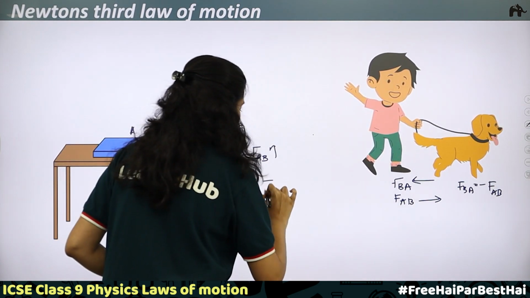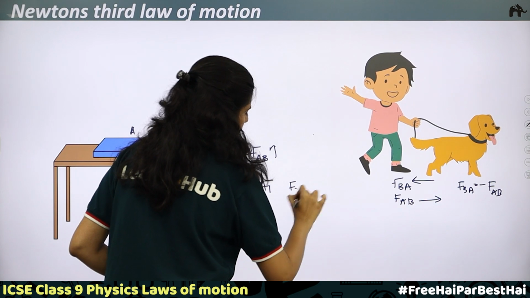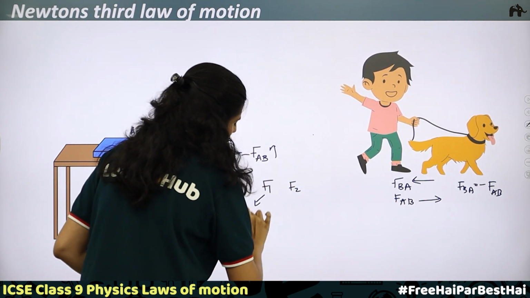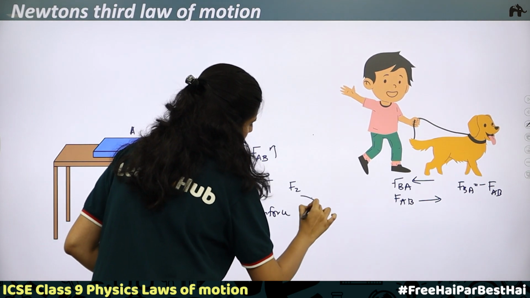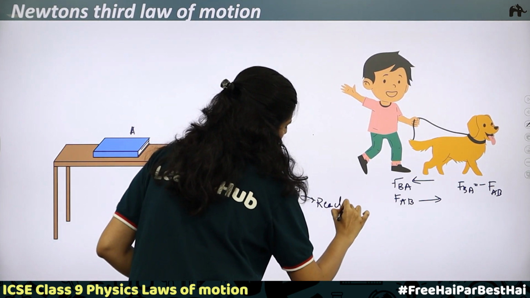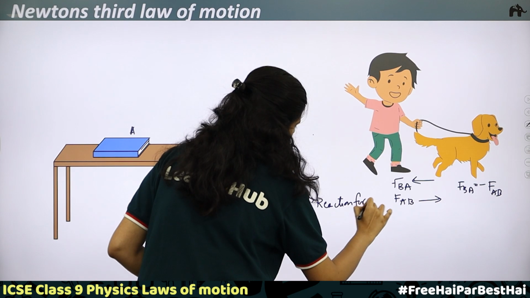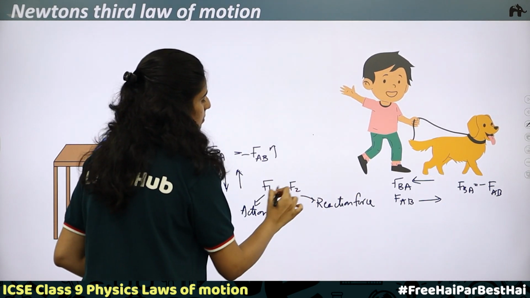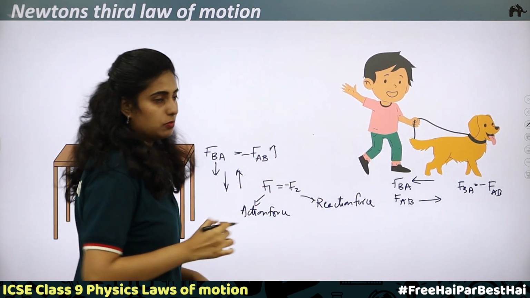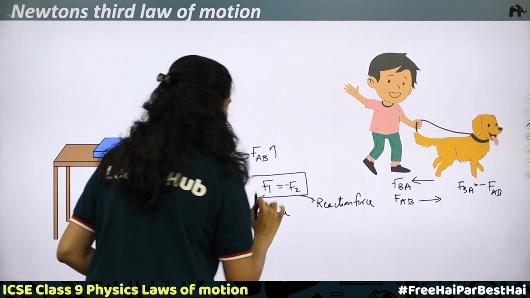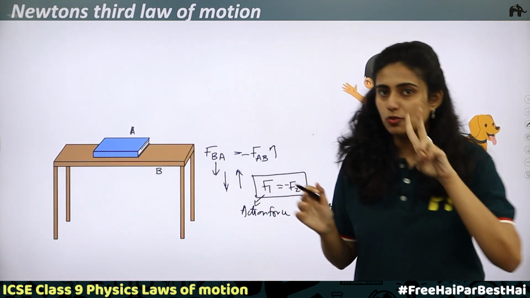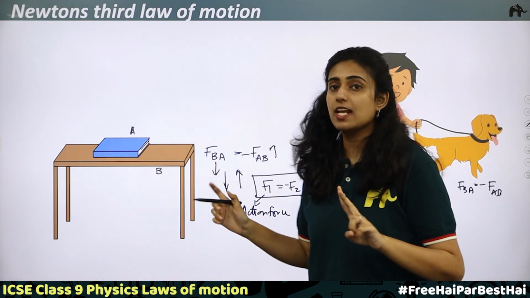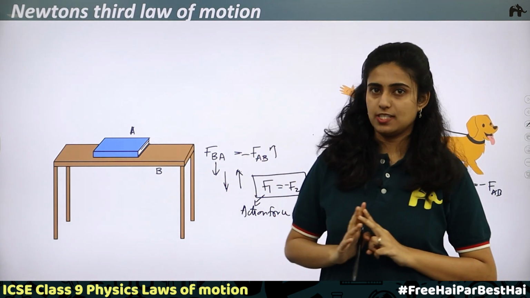If F1 is the first force and F2 is the second force, F1 is the action force and F2 is the reaction force. Then F1 will be equal to minus F2. The negative sign represents the change in direction, opposite direction. So here you can see there are two forces and these two forces are acting on two different bodies.